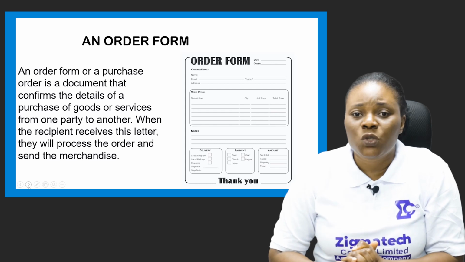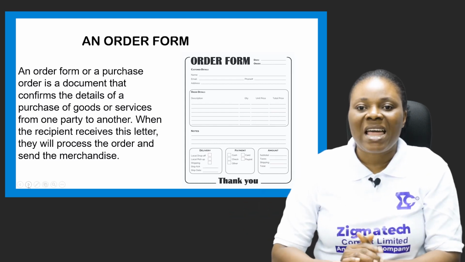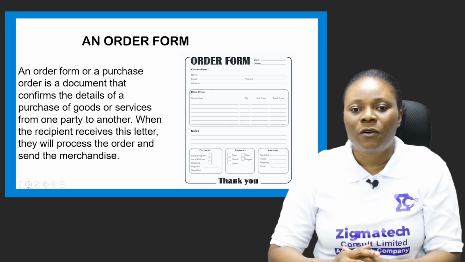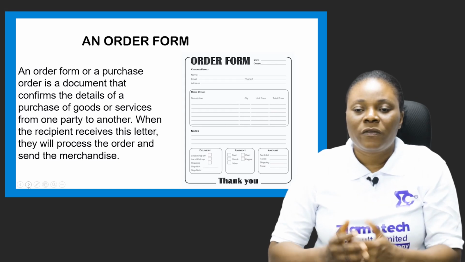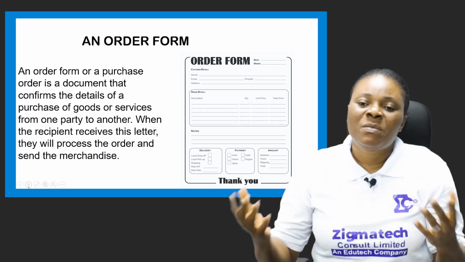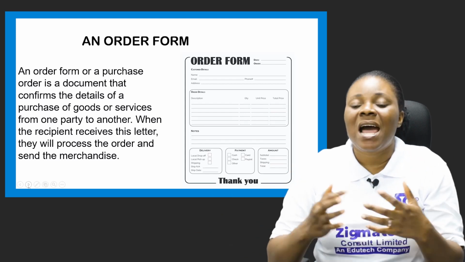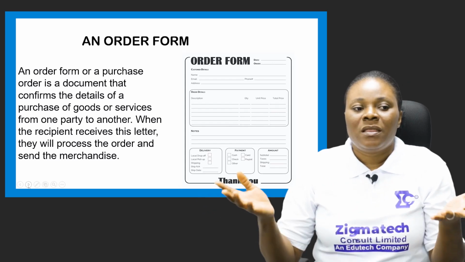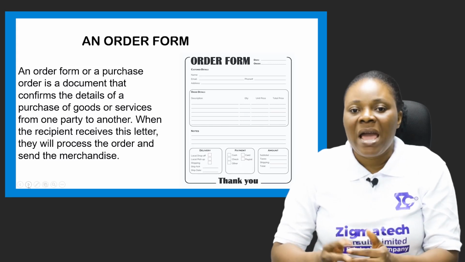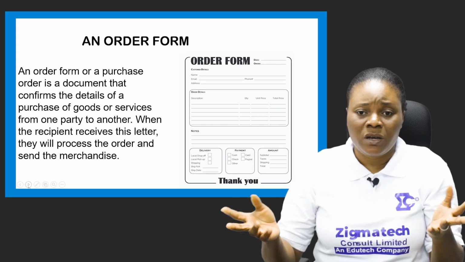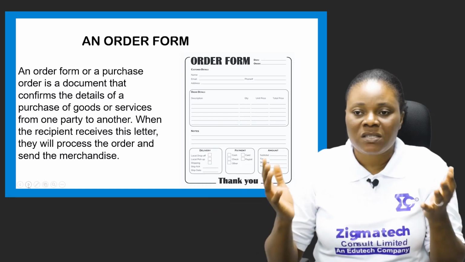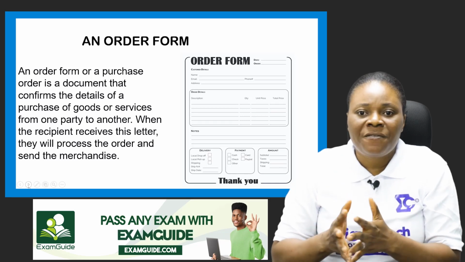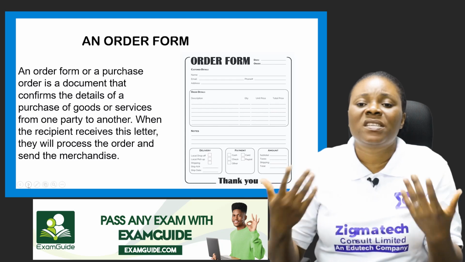An order form can also be referred to as a purchase order. It's like a form that is filled to request or to order for goods. Now, you've sent your letter of inquiry. You have been given a quotation as an answer, and you are satisfied with the quotation given to you. The next thing you can do as a buyer is now to do what? Is to request for the goods or to request for the service. And to request for these goods, you need the order form. The order form is used to request for goods. It's used to place order.